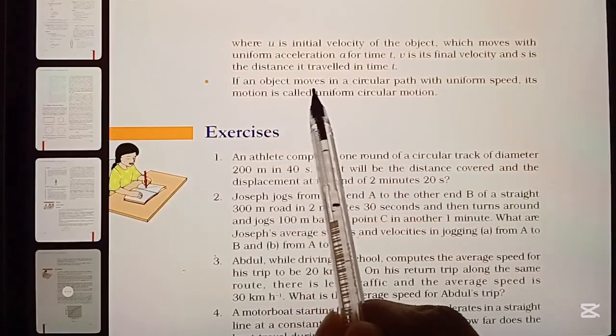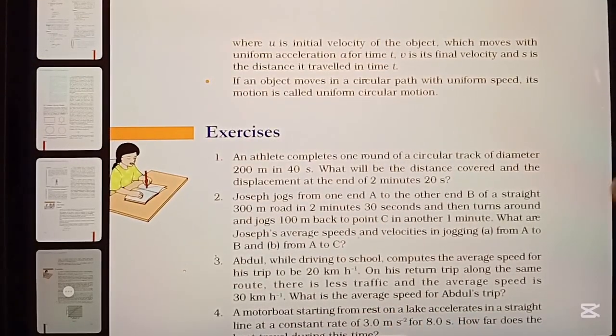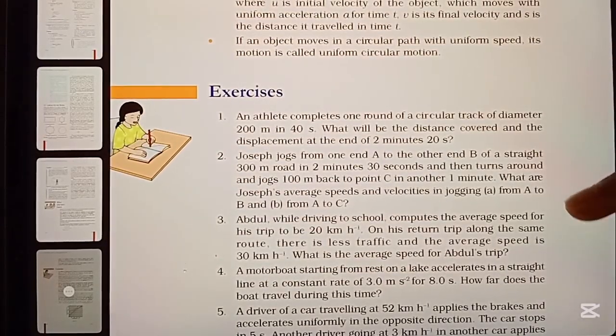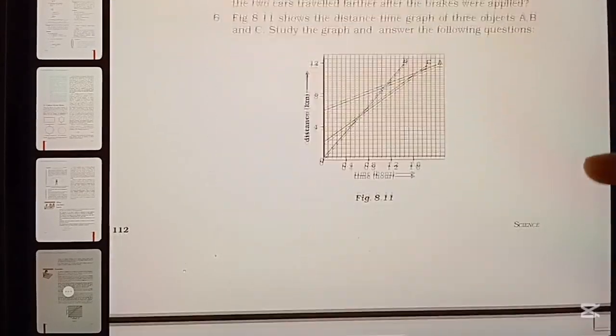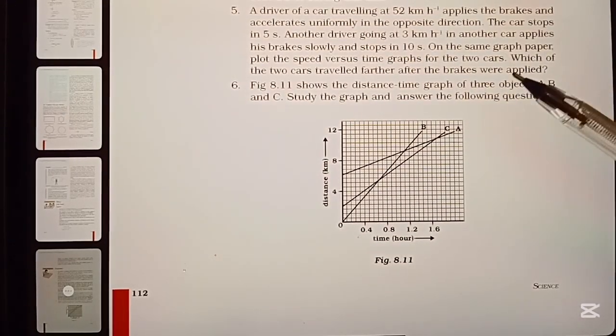Next, if an object moves in a circular path with uniform speed, its motion is called uniform circular motion. After going through this chapter and reading each and every line, go through all these exercise questions. These questions are very, very important as they might come in the exam.